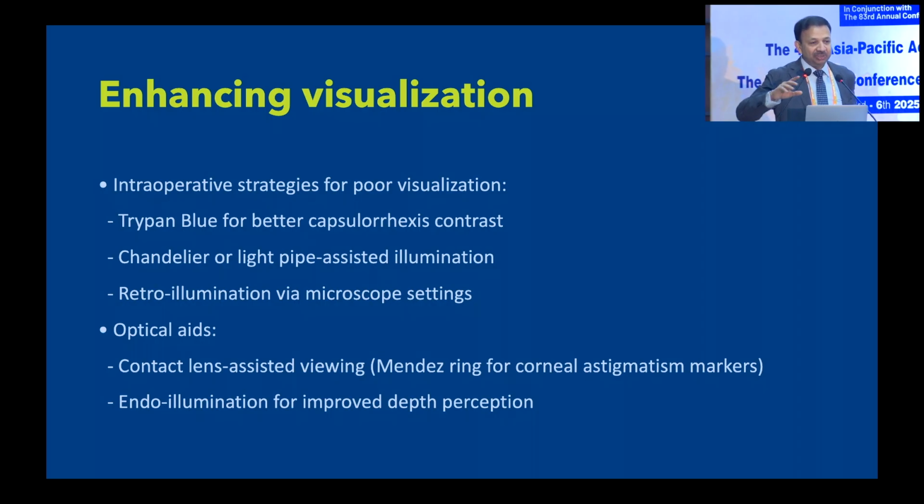I have some videos, but for some reason, I think there is a glitch in the computer, so the videos are not integrating with the presentation.